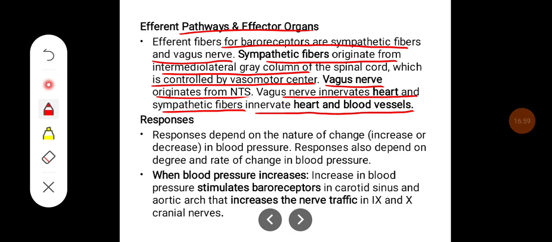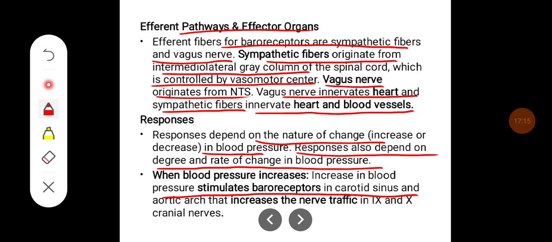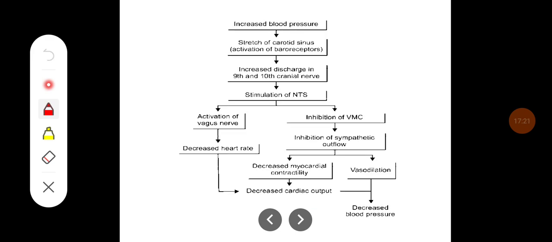Responses. Responses depend on the nature of change, increase or decrease in the blood pressure. Responses also depend on the degree and the rate of change in the blood pressure. When blood pressure increases, the pressures stimulate the baroreceptors in the carotid sinus and aortic arch that increases the nerve traffic in the 9th and 10th cranial nerves. So when blood pressure increases, there will be stretch of the carotid sinus that increases the discharge in the 9th and 10th cranial nerves, which stimulates the NTS.